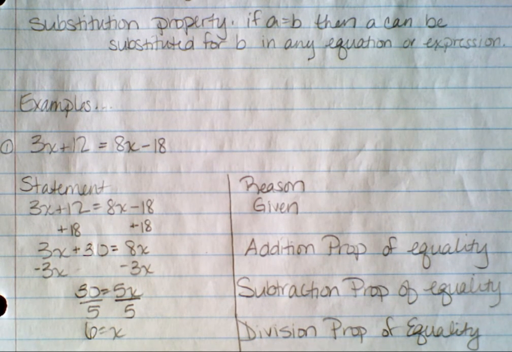So we have 3x plus 12 equals 8x minus 18. So we write the statement and we rewrite that equation, and our reason is that it's given to us. I always start two-column proofs with the given statements. Then the next thing we're going to do, and the way I solved it, was to add 18 to both sides. You could do a number of different things, but I started with adding 18 to both sides. So then my next line of the equation is 3x plus 30 equals 8x. How did I get to that? I used the addition property of equality because I added the same thing to both sides of the equation.